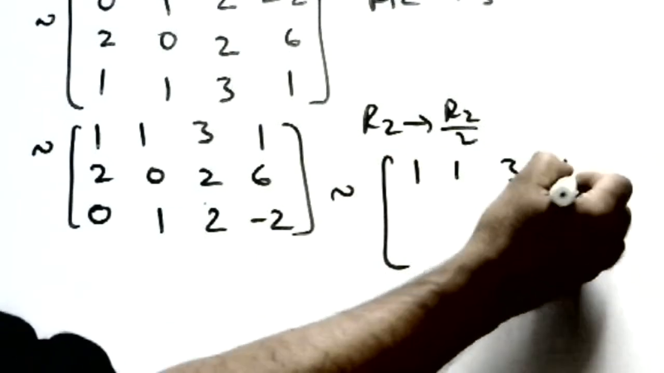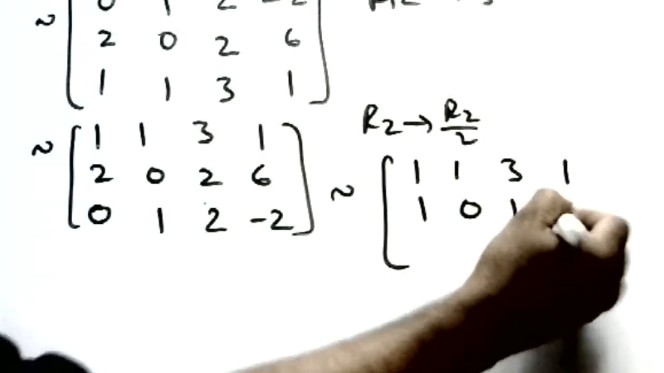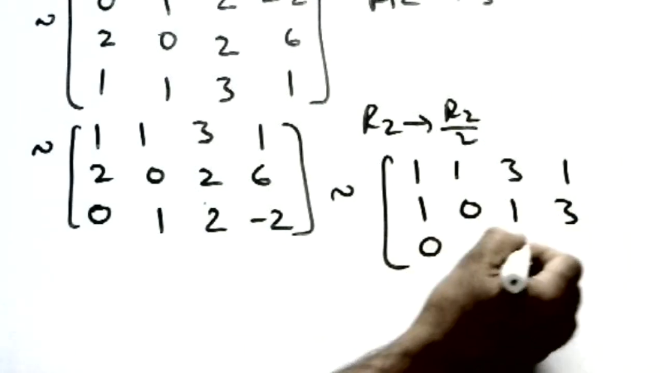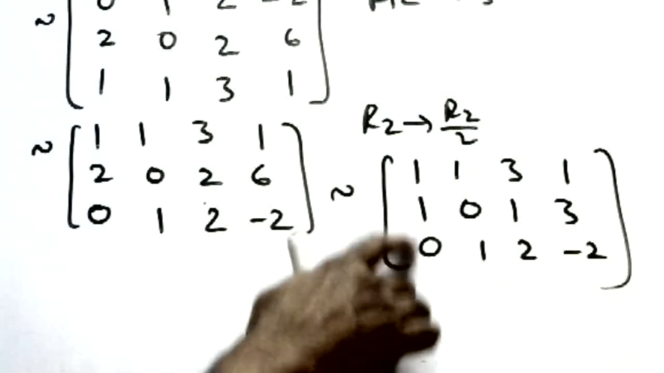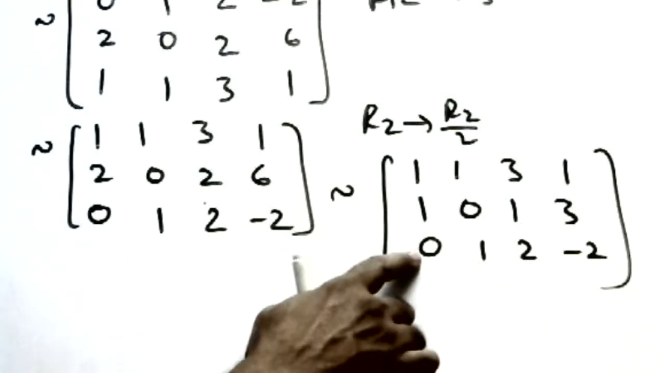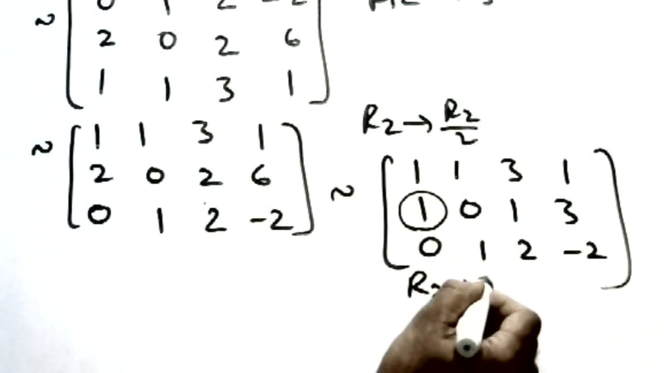So this will become 1 1 3 1. If we take common, it will become 1 0 1 3. Now here 0 1 2 minus 2. Now let me start making 0. First step, we have to make these two zeros using R1. This is already 0, so we have to make this one 0.